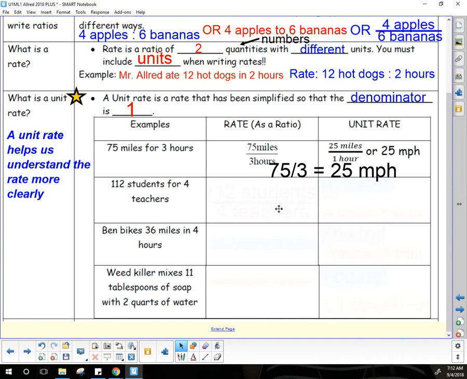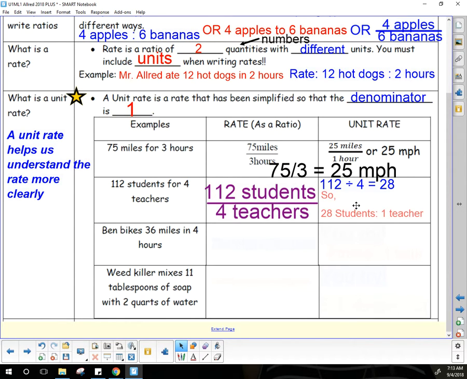On this Jaguar team, there's 112 students for 4 teachers. That's the rate. The rate is 112 students for 4 teachers. For the unit rate, I take 112 and divide it by 4, and I get 28. So there are 28 students per teacher on this Jaguar team. Isn't that lovely? We are so excited that all of you are here.